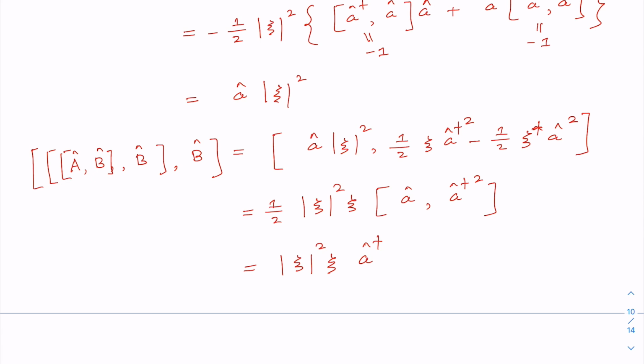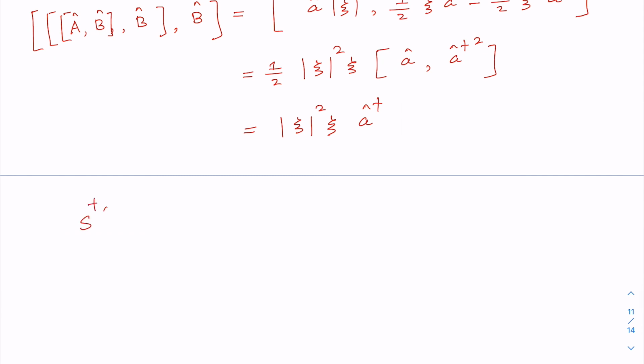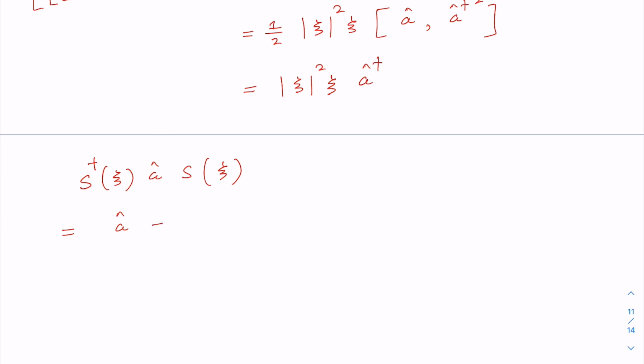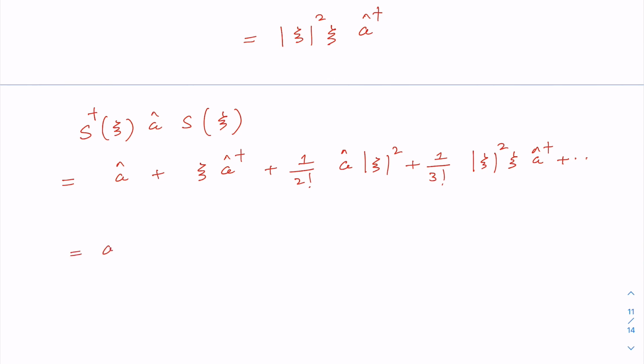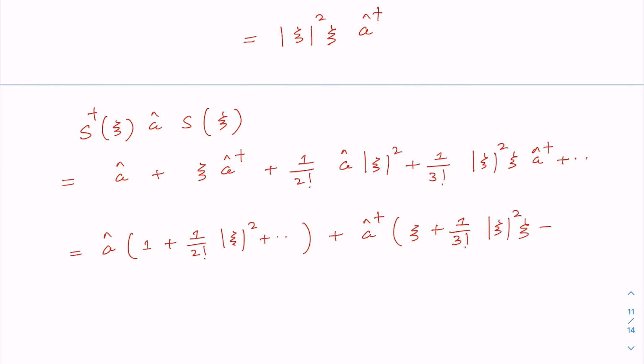Okay, so now let us gather all the terms of S dagger(ξ) a S(ξ). If I gather the terms, the first term is a, the second term is ξ a dagger, the third term is 1 by 2 factorial a mod ξ square, the fourth term would be 1 by 3 factorial mod ξ square ξ a dagger, plus so on. So we'll have various terms. Now if I take a common, then I have 1 plus 1 by 2 factorial mod ξ square. I will get an idea about the series basically here, and I will have a dagger. If I take common, then I have ξ plus 1 by 3 factorial mod ξ square ξ, in terms like this.